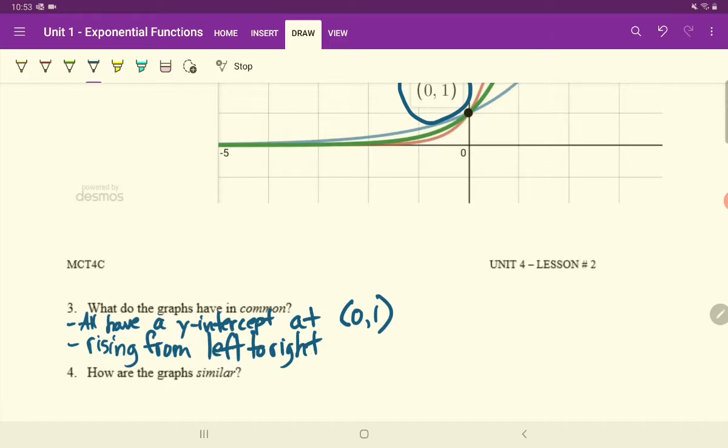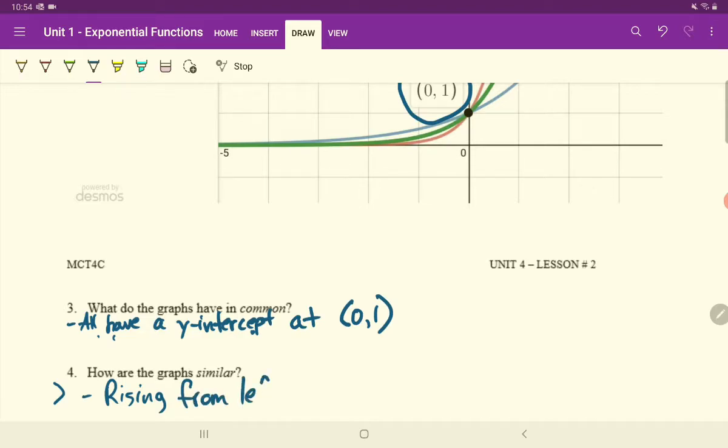Now that I'm thinking about it, we can actually just put that point down here where it says, how are the graphs similar? Although they are rising from left to right, they're not identical curves. So instead of putting that there, let's save that for our next portion. Let's write it here: rising from left to right.